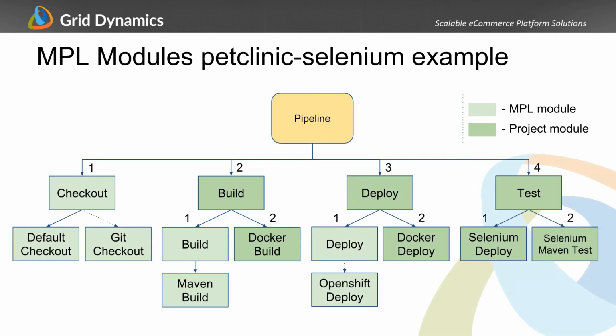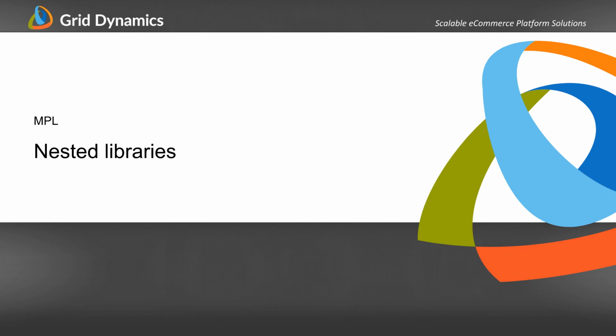It's pretty much the same for the rest of the stages. I think that's it about the models. There are also a couple of additional things, but you can find details in the documentation. Let's talk more about the nested libraries.